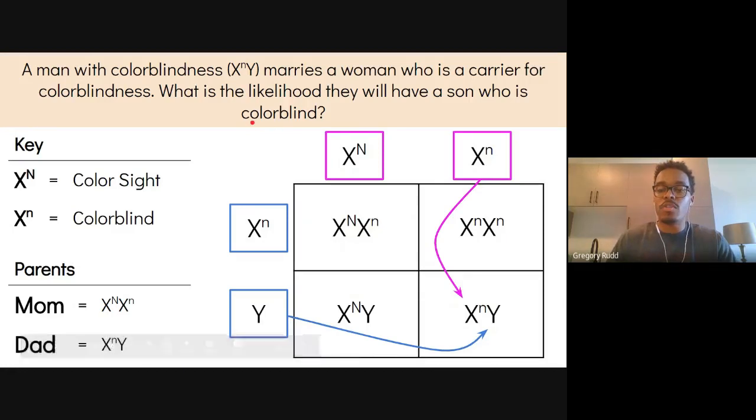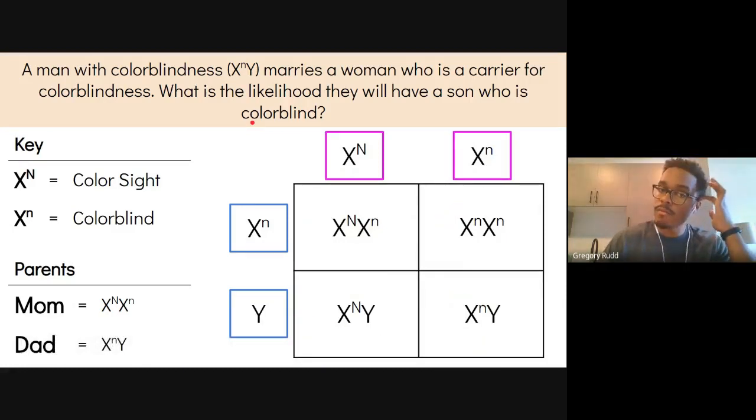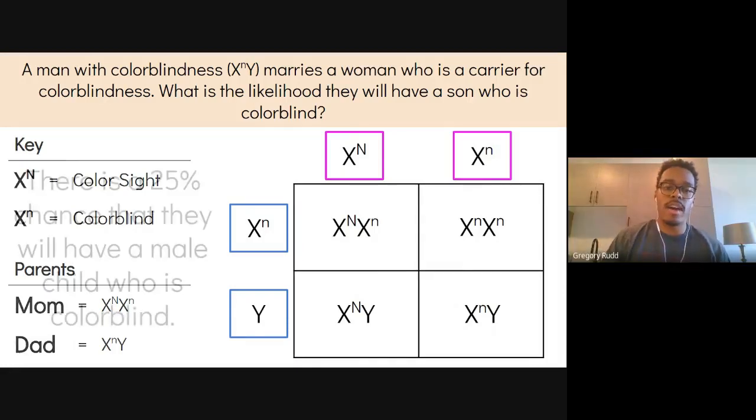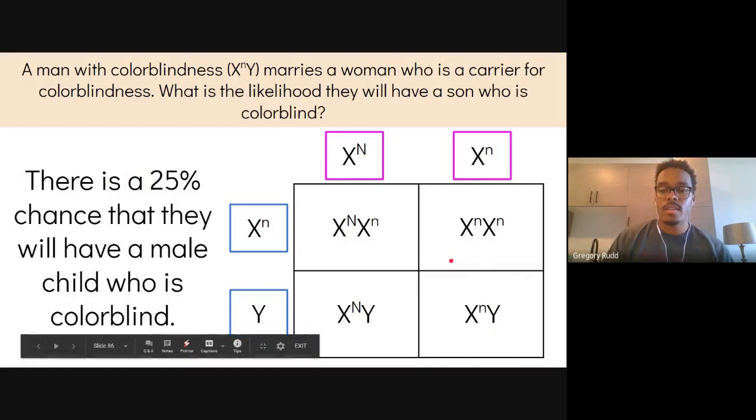Now, we're not done. We finished our Punnett square, but we need to answer the question. What is the likelihood they will have a son who is colorblind? We have like 50 seconds left. Someone tell me the answer. What is the likelihood they have a son who is also colorblind? 25%. Excellent, Joseph. The likelihood is 25%. Only one of those boxes meets that criteria of being both a male child and a colorblind child. So it's a 25% chance.